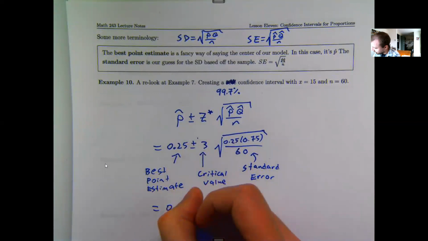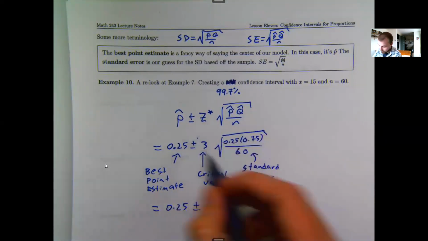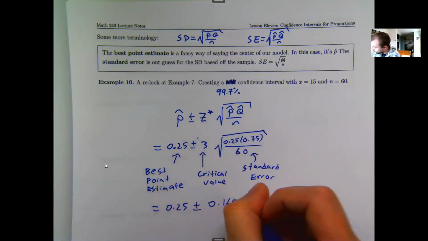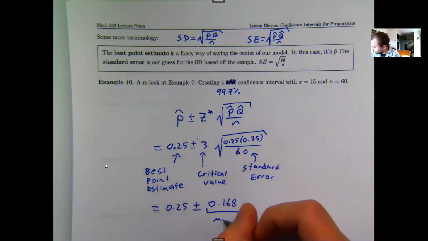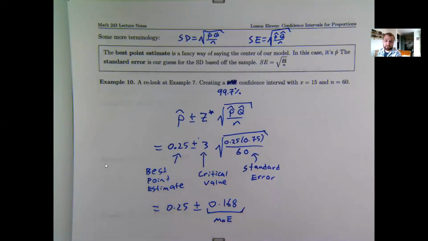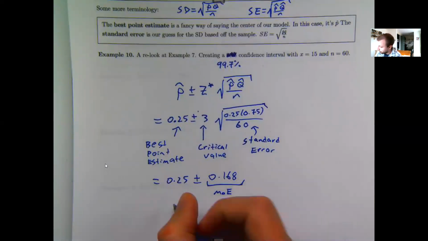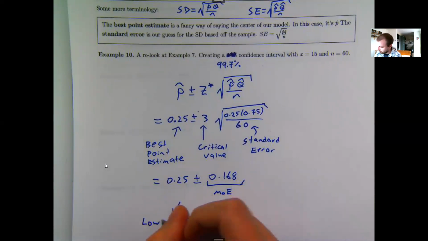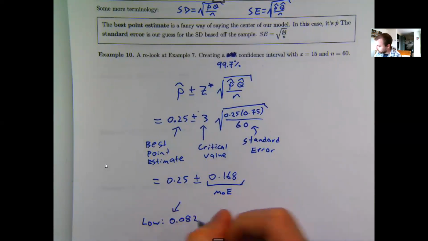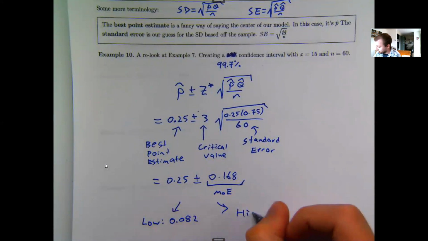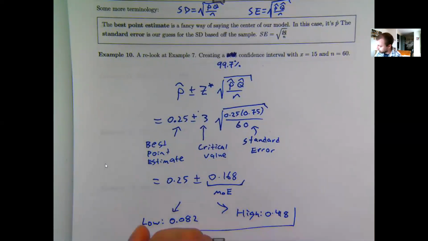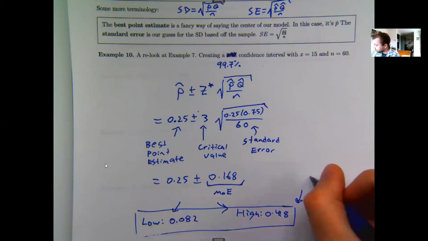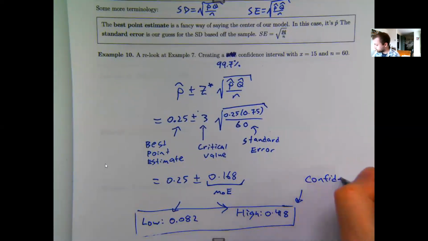When I typed this into my calculator, I ended up getting 0.168 when I multiplied the critical value and the standard error, and that gave me the amount I was adding and subtracting. That gave me my margin of error. When I did the subtraction, on the low end, I got 0.082, and on the high end, I got 0.418. This final result down here was my confidence interval itself.